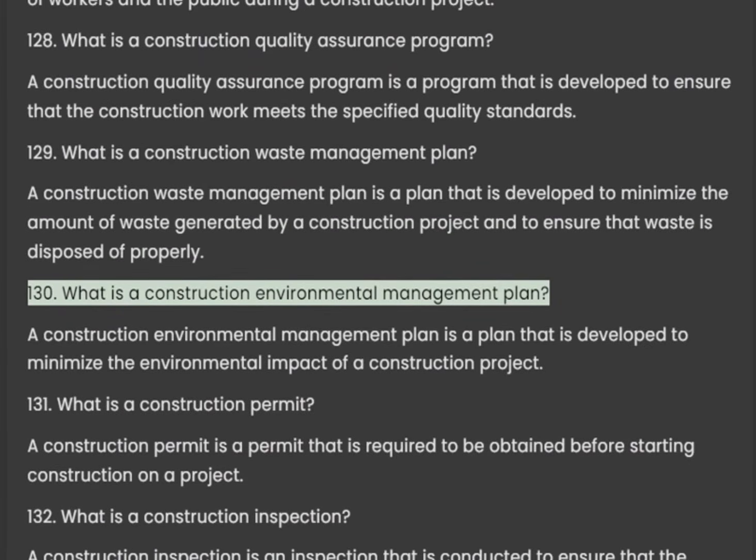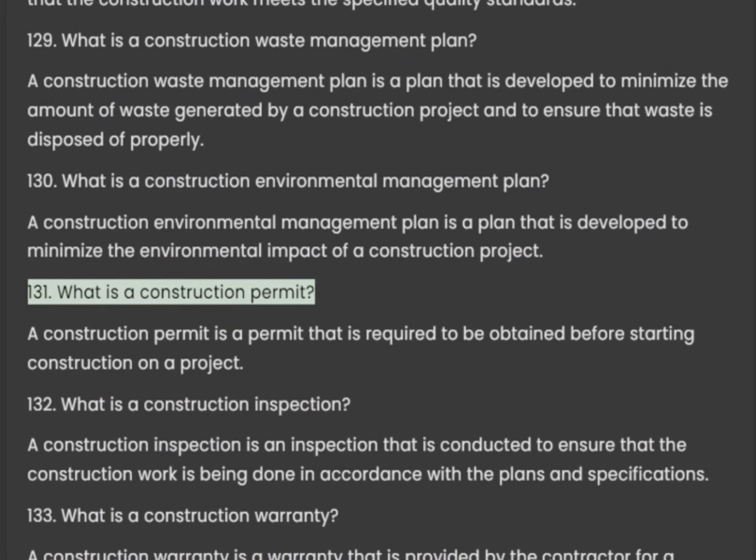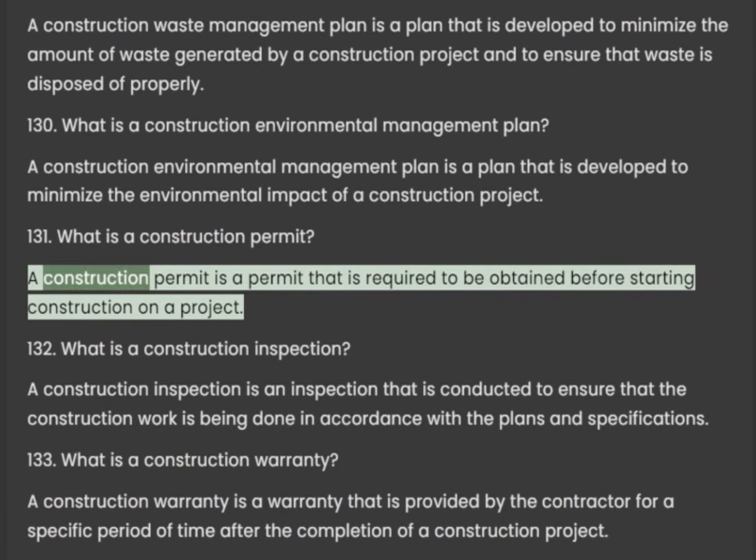130. What is a construction environmental management plan? A construction environmental management plan is a plan that is developed to minimize the environmental impact of a construction project. 131. What is a construction permit? A construction permit is a permit that is required to be obtained before starting construction on a project.